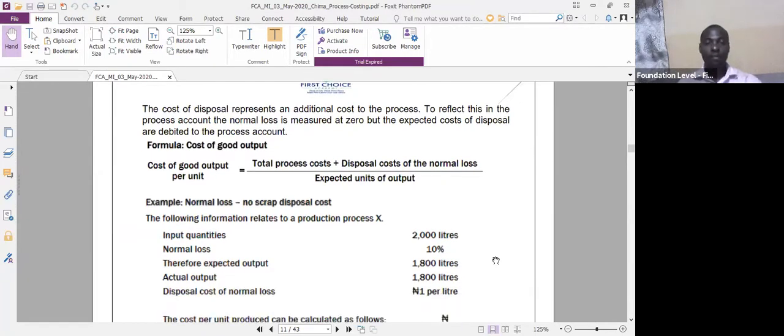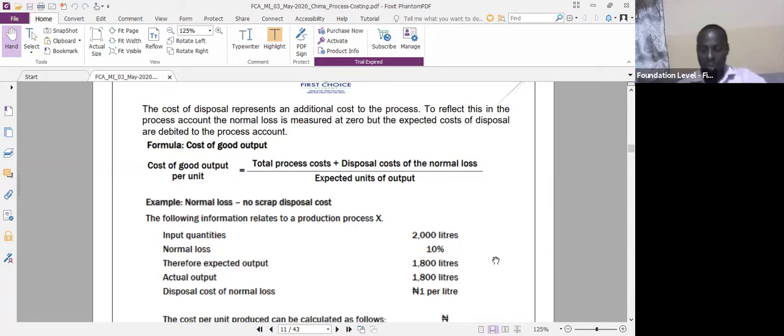All right. So you see, cost of good output. The cost of good output here is your total process cost plus your disposal cost of the normal loss. So you're going to add it to your process cost and divide it by your expected units of output.